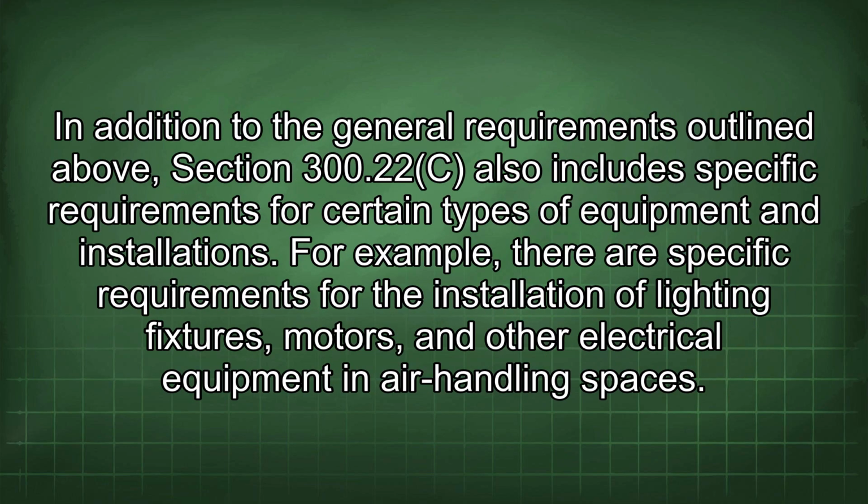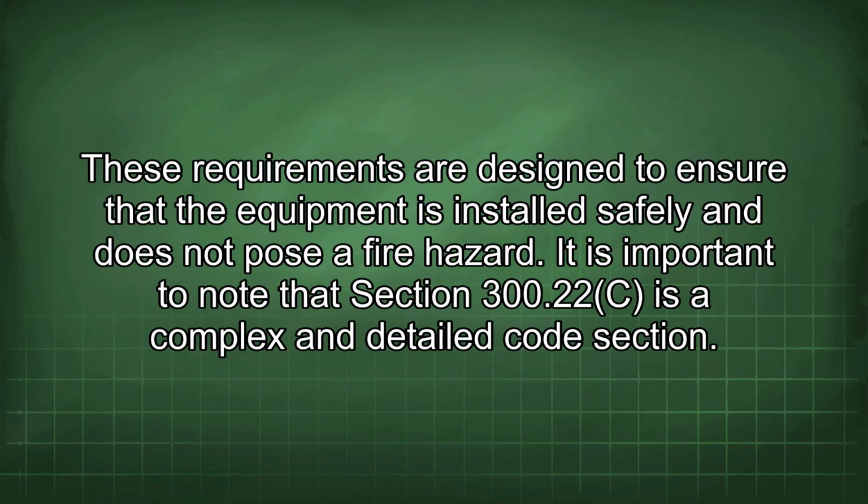In addition to the general requirements outlined above, Section 300.22c also includes specific requirements for certain types of equipment and installations. For example, there are specific requirements for the installation of lighting fixtures, motors, and other electrical equipment in air handling spaces. These requirements are designed to ensure that the equipment is installed safely and does not pose a fire hazard.